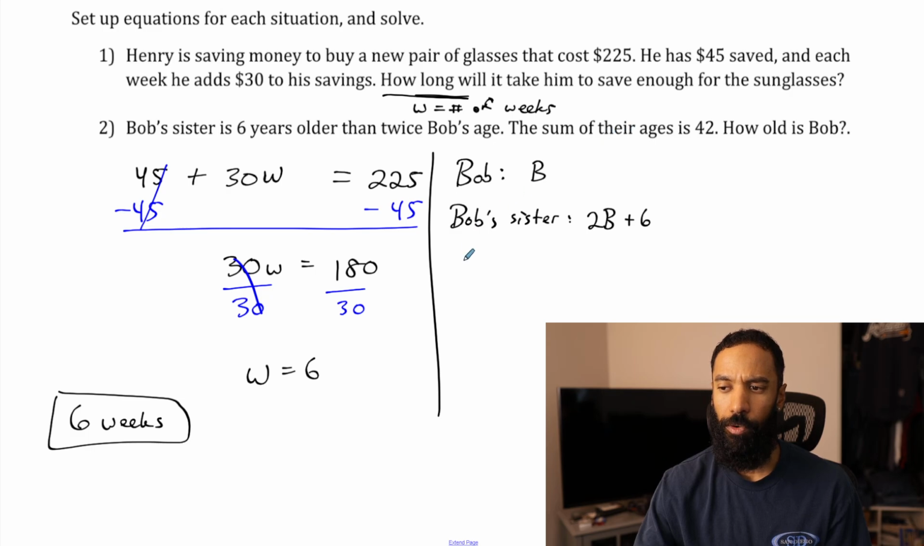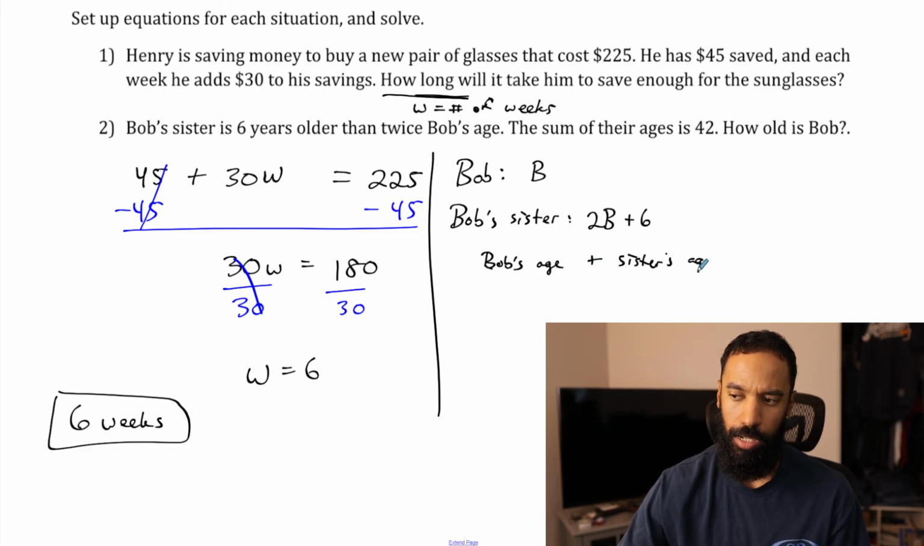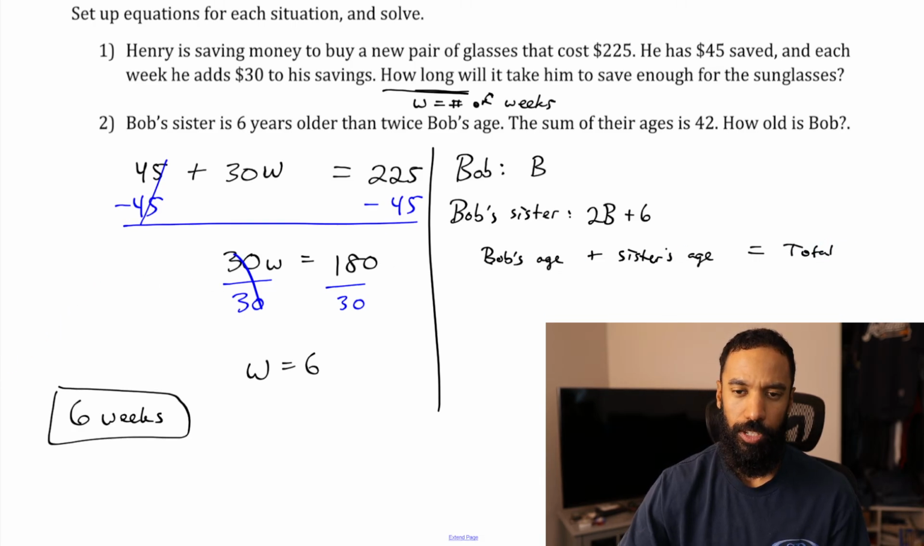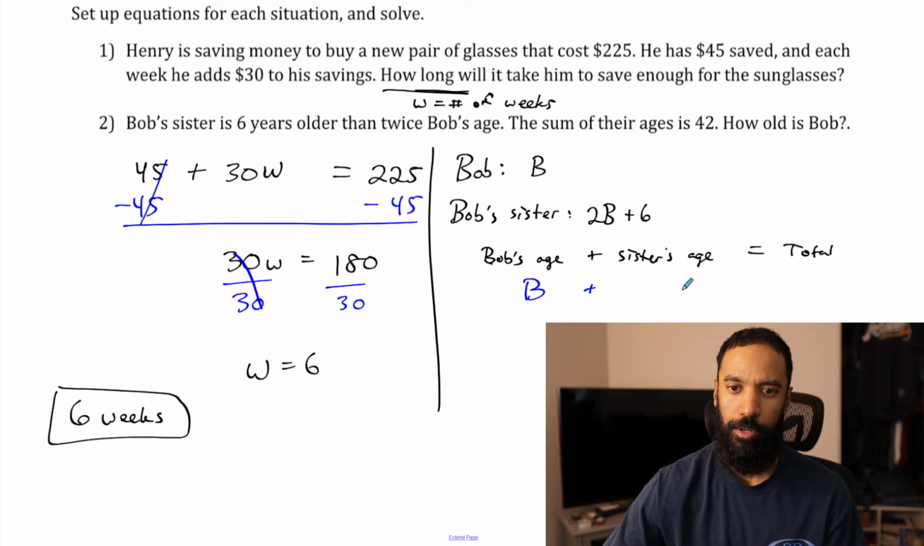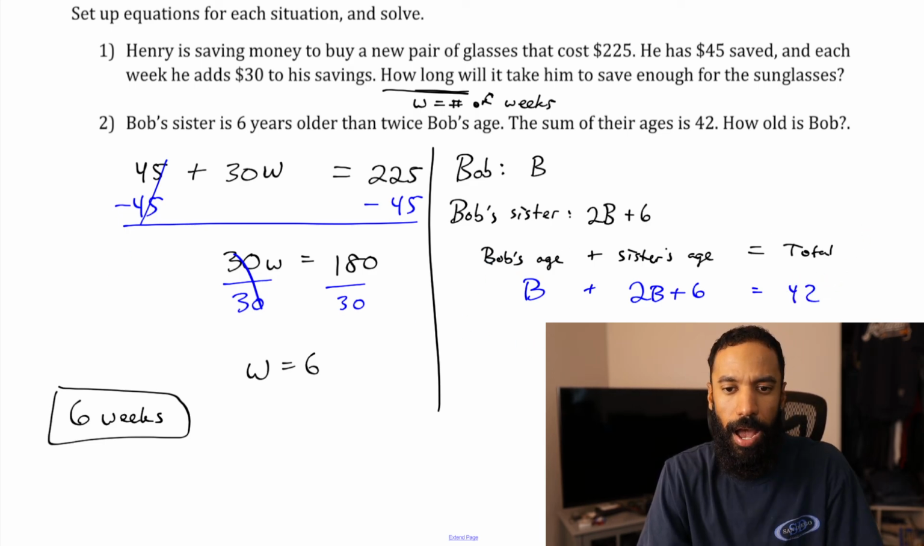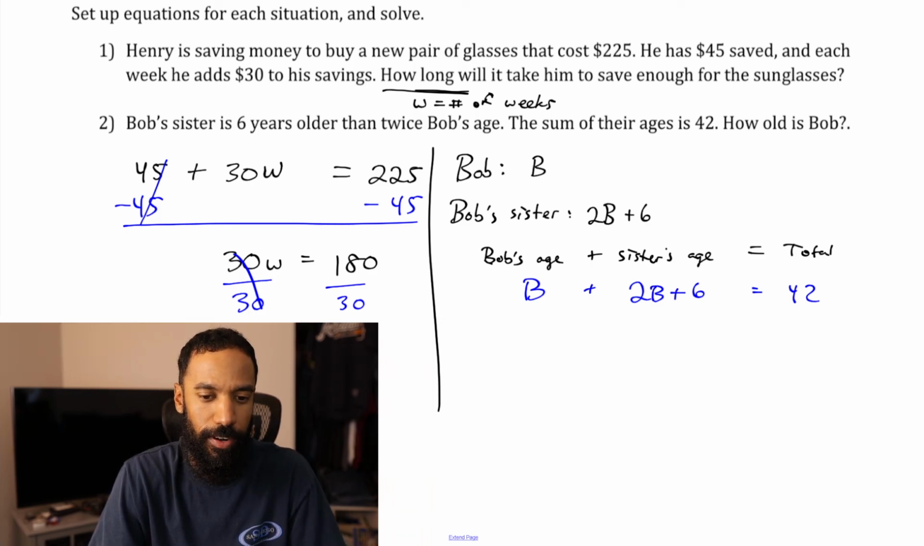Now, the sum of their ages is 42. If I add Bob's age with his sister's age, I get an overall total sum, which is 42. So let's add Bob's age, B, with Bob's sister's age represented in terms of Bob's age, 2B plus 6, and I get 42 from both of them. So how old is... And you know what? They don't say how old are both. They just say how old is Bob. I don't even need to figure out how old his sister is, though I will figure it out for you.